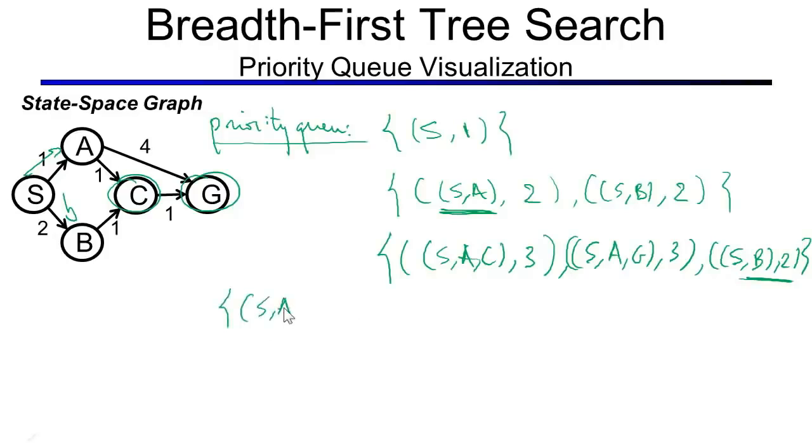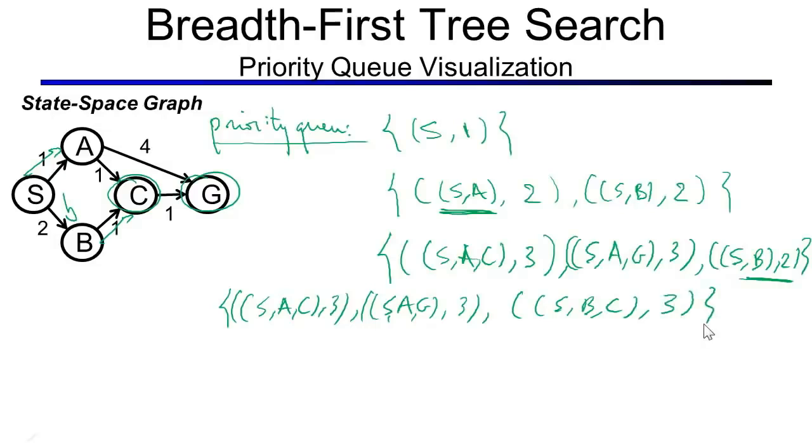Expanding, keeping the others, we get SAC with priority of 3, SAG has a priority of 3, then B has 1 successor, C, so we get SBC with now a priority of 3. That's our new priority queue. The lowest number here, which is what breadth first search will look for, is 3. Alphabetical tie breaking puts SAC first, so expand that one. C has 1 successor, G, so we get SACG, which is a priority of 4. We retain the other 2.